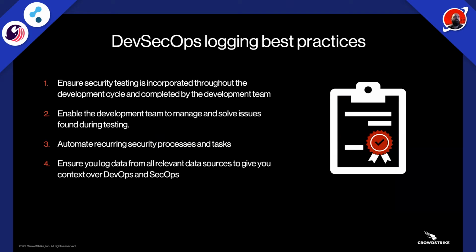Now, let's just touch on some DevSecOps best practices. Organizations want to unite IT operations, the security team, and application developers to make security a core component of the software development workflow. So in order to enable DevSecOps, the organization should do some basic things. Firstly, they should ensure that security testing is incorporated throughout the development cycle and completed by the development team. This was often something that was left right to the end, so it really should be incorporated into the full process. They should enable the development team to manage and solve issues found during the testing.